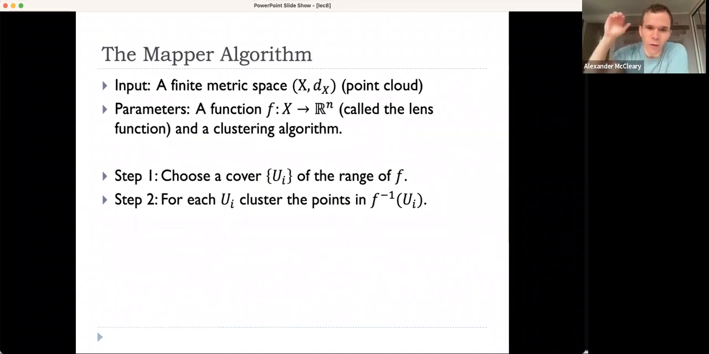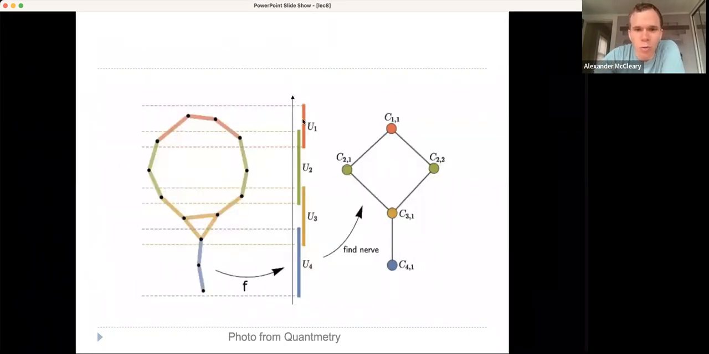Okay, so now the next step. For each of these covering sets, what we're going to do is cluster the points in the inverse image of these covering sets. So for example, let's look at U1. If we look at U1 right here, we're going to look at the inverse image of U1. So we're going to look at each point that maps via f into U1. That's going to give us these 4 points on top of this shape here. And now we're going to run a clustering algorithm on those 4 points.